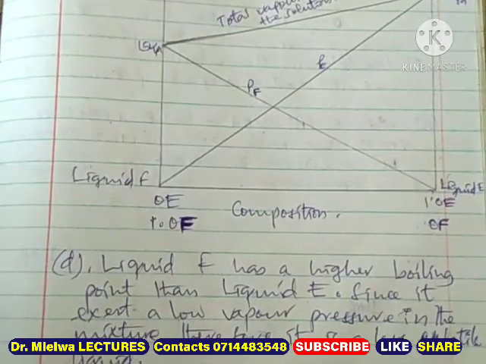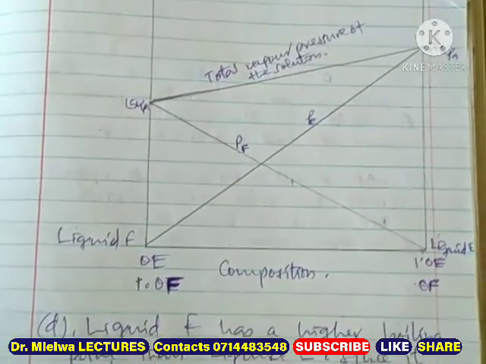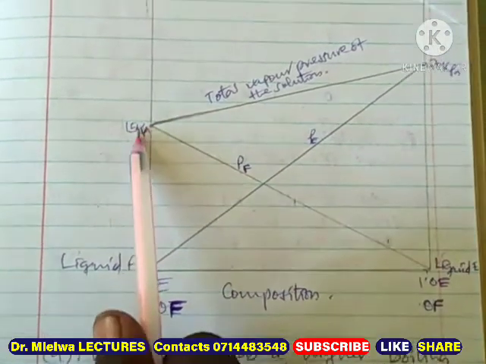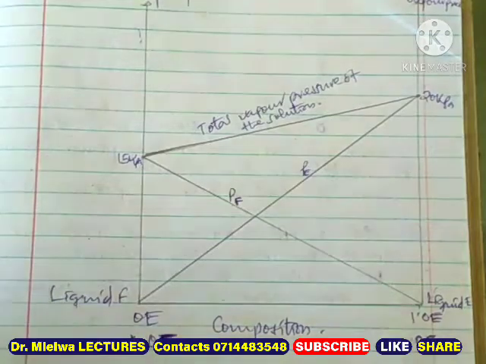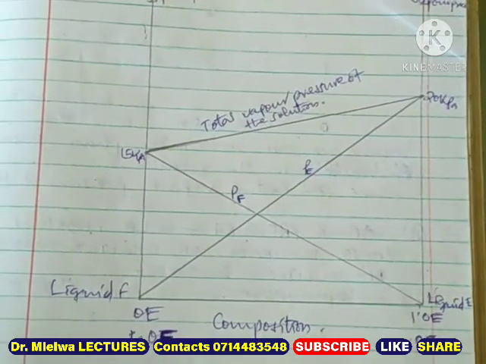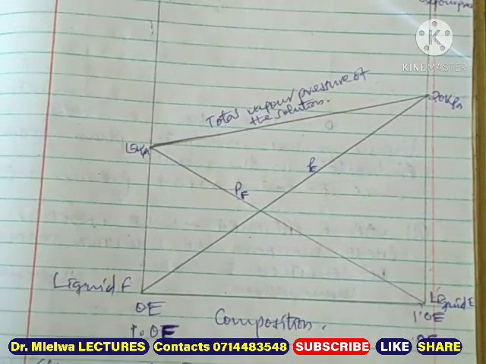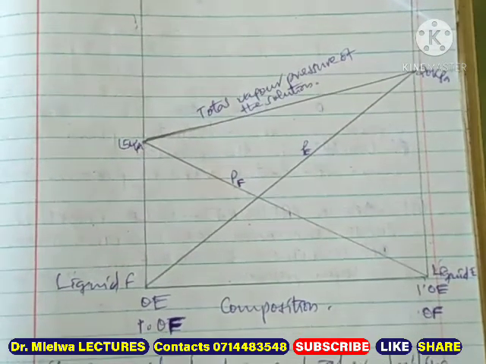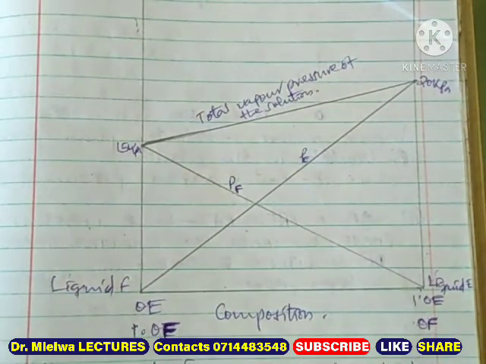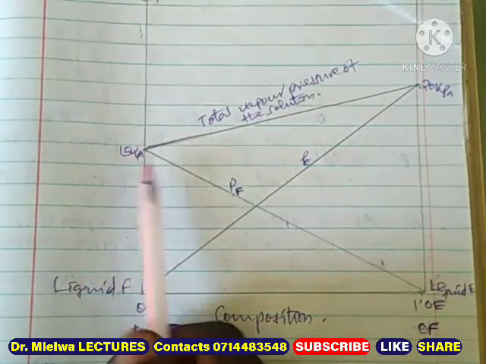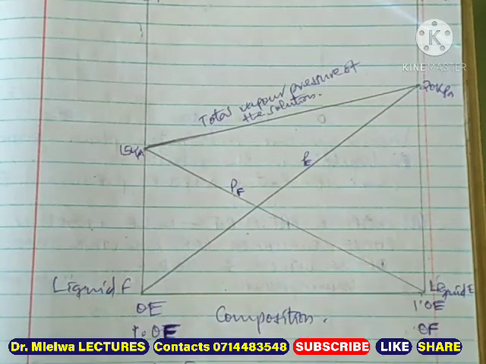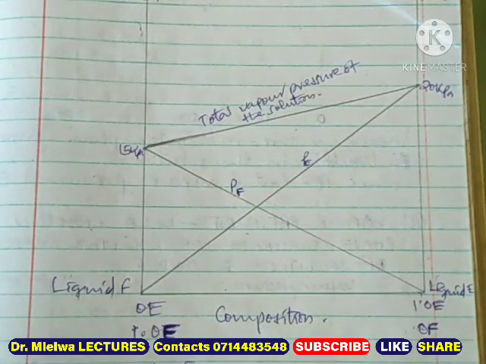Part D sasa wameuliza which one has the higher boiling point? Which one? If vapor pressure yake ni 15, hii ni 20. Kama unavyojua vapor pressure varies in inverse proportion to the boiling point. Kwa hiyo tunavyoona solution ina vapor pressure kubwa, maana yake boiling point yake ni nini? Ni ndogo. Vapor pressure ndogo, boiling point kubwa. Vapor pressure kubwa, boiling point ndogo.